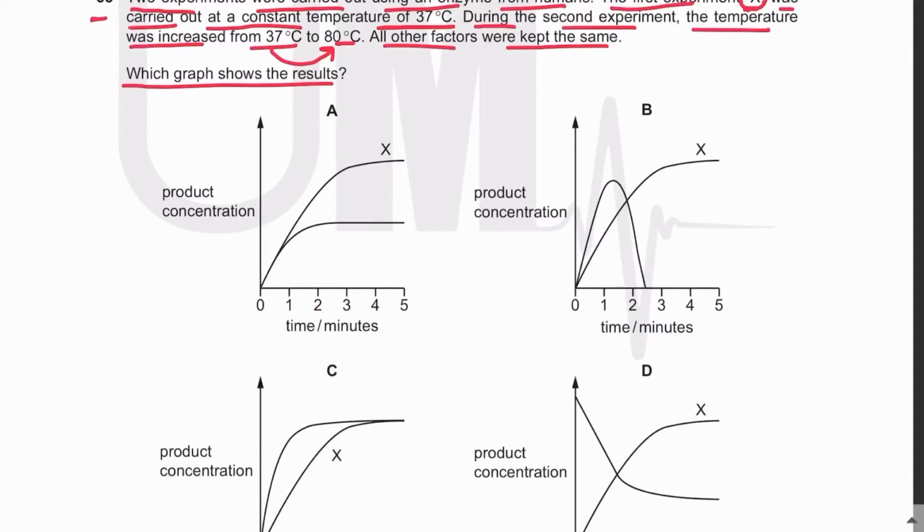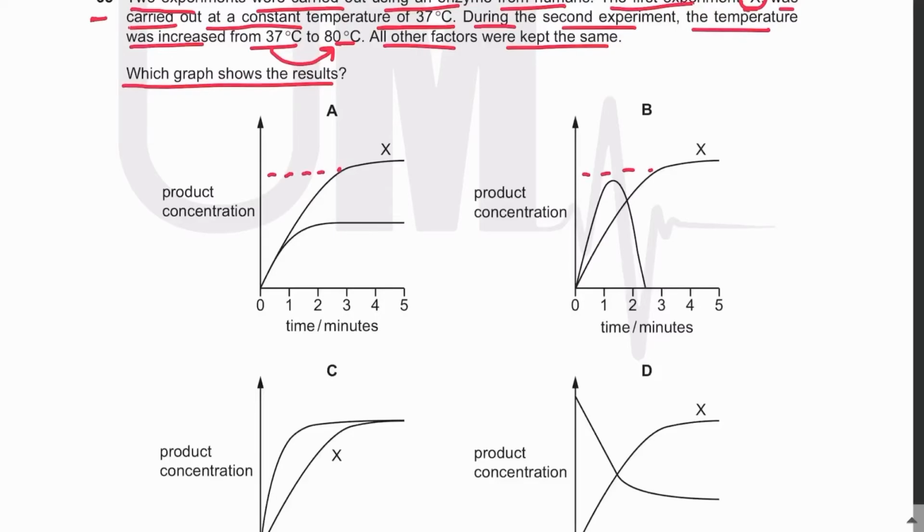So if we look at the first experiment or experiment X, in this experiment, product concentration will be high. The final product will be high because this reaction had a constant temperature of 37 degrees Celsius and the enzymes were working at their best. So the reaction will be completed and all the substrates will be converted into product. So the final product concentration will be the highest, right?